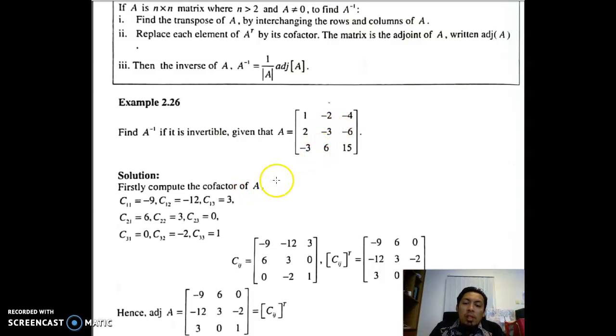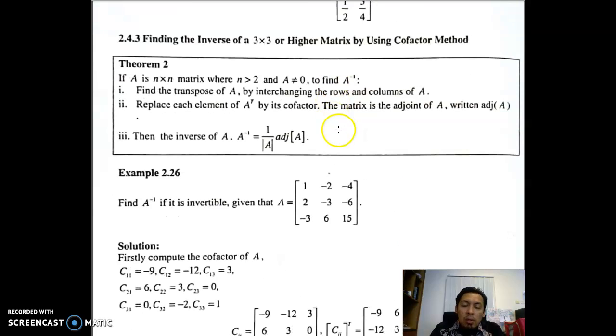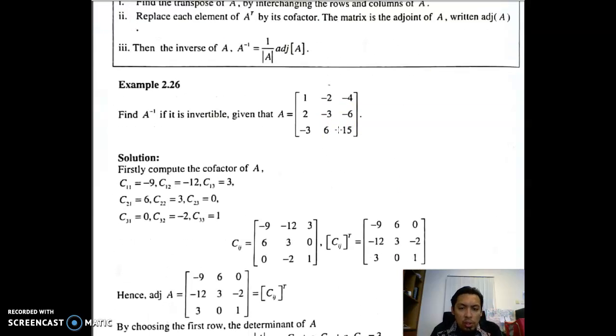To find the determinant of a 3 by 3 matrix and above using the cofactor method, we just sum the cofactors times the elements of one of the rows or one of the columns. Remember the formula? So one of the rows or one of the columns. Let us first choose which row or column we want to use. If there is a row or column with a lot of 0s, of course I will choose that. But for this one, there is no 0 value in any of the elements.